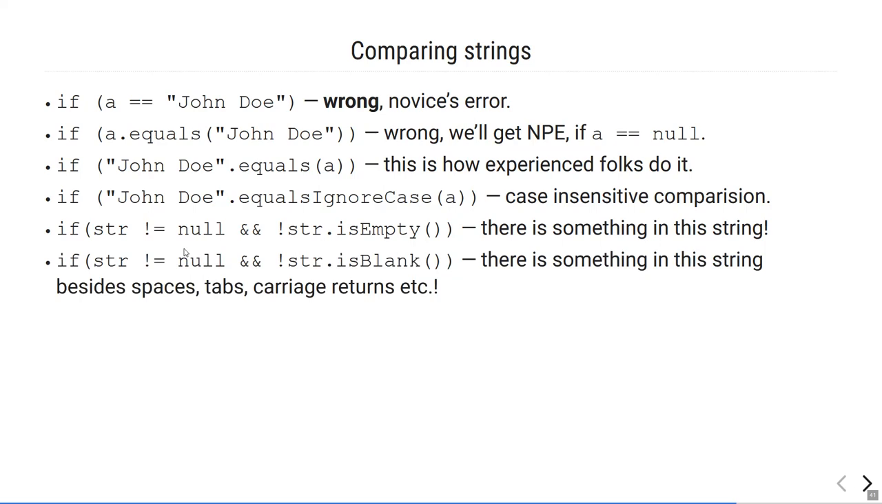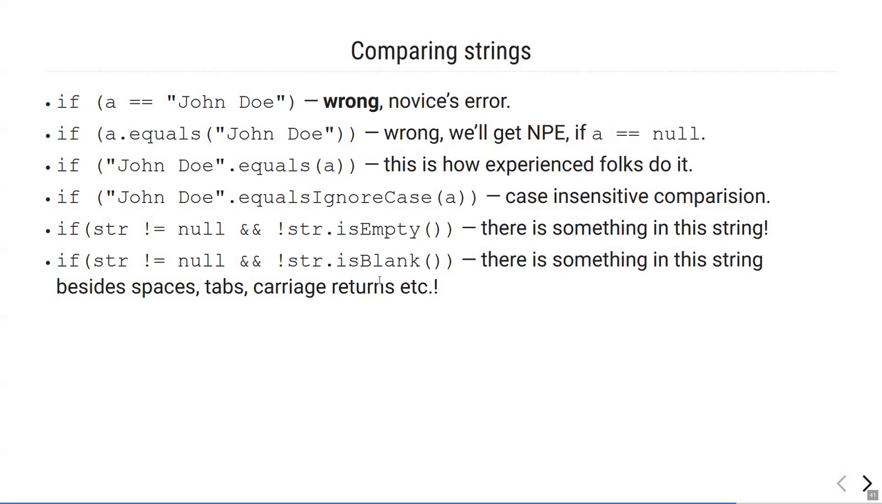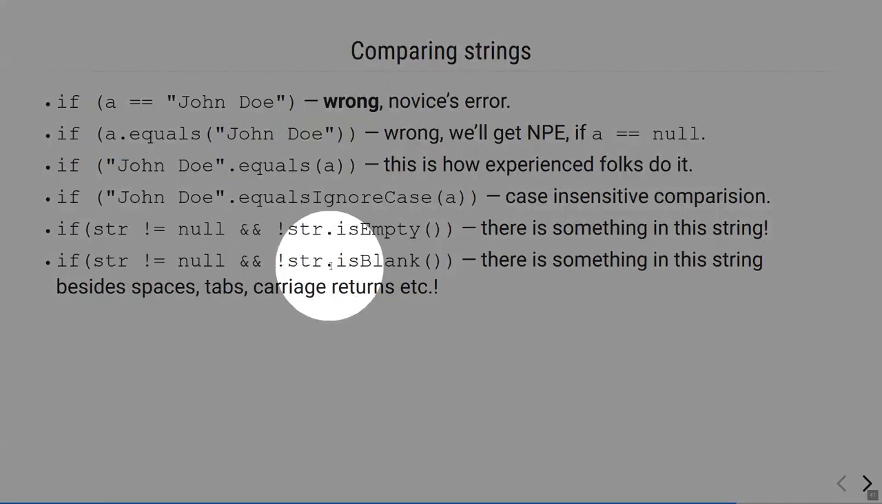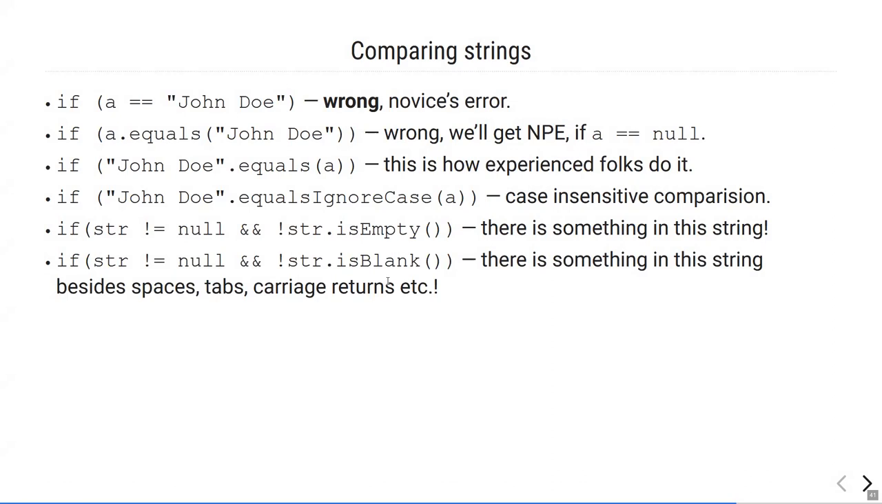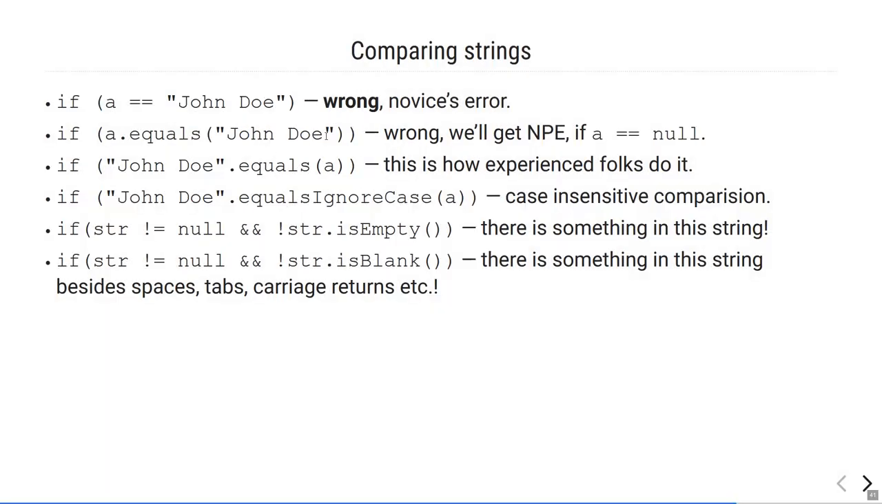And there is also a handy method called isBlank on the string. If the string is not null, you can call isBlank on it and it will check that there is something in the string besides spaces, tabs, carriage returns, and other useless garbage, that some meaningful characters are in this string. So the last four points are actually useful patterns to utilize in your code. These two, please avoid. Don't do this. And this one is also not the best way to compare things.